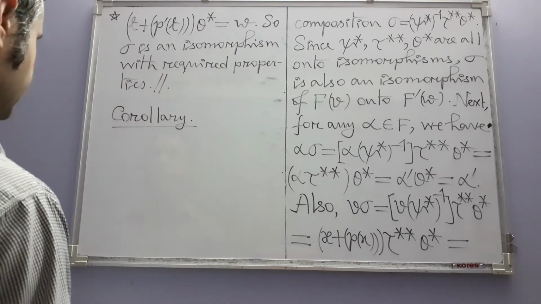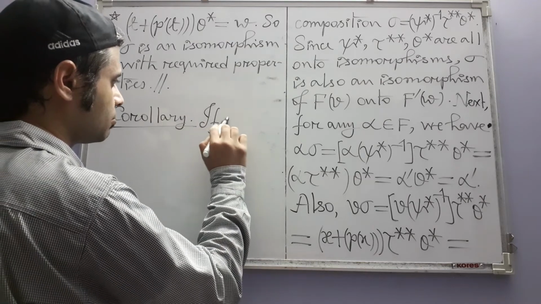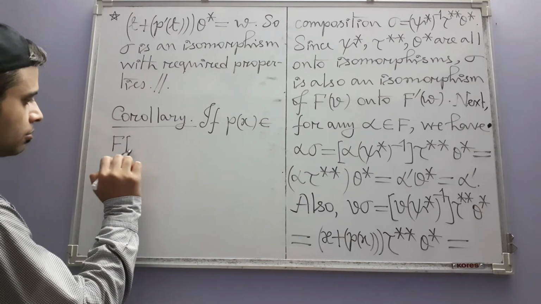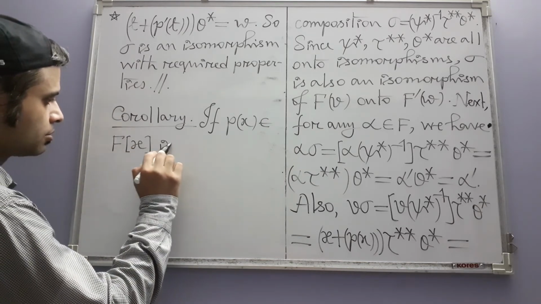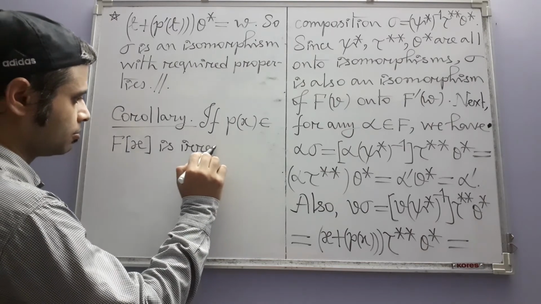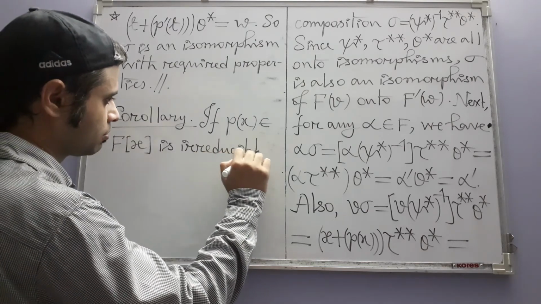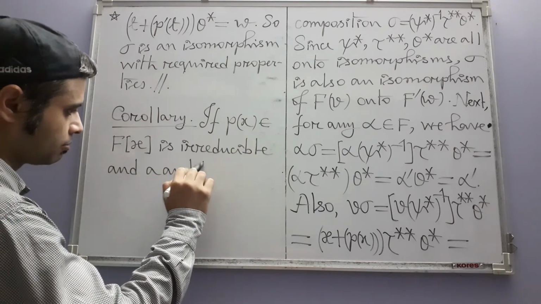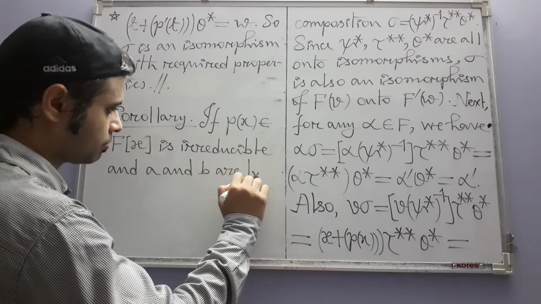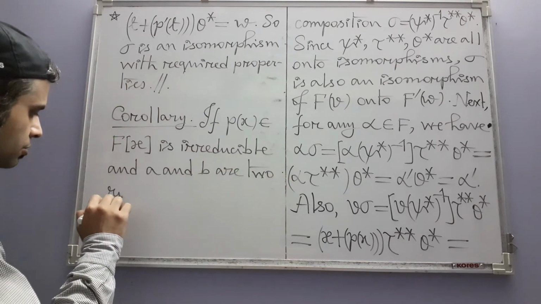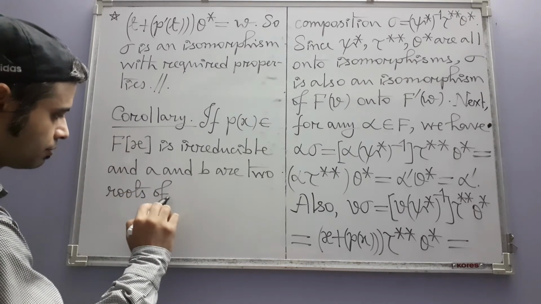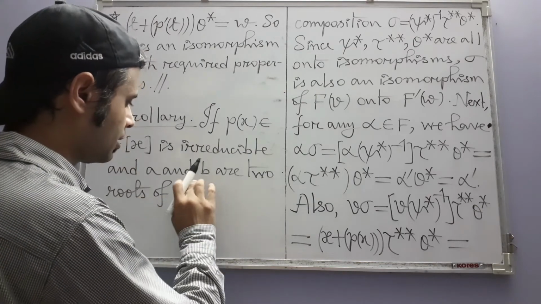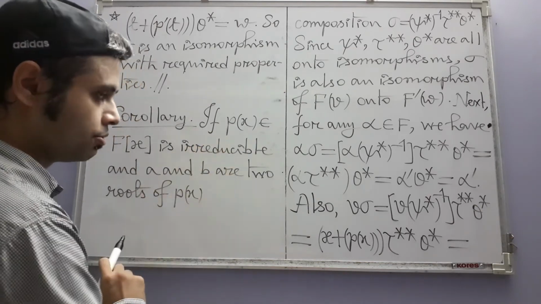And the corollary goes like this: if Px belonging to Fx is irreducible and A and B are two roots of Px in some extension field that need not be mentioned. There is some field extension where Px has two roots A and B.